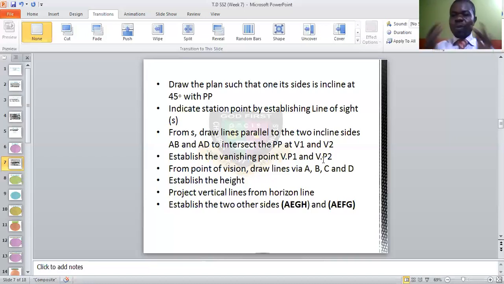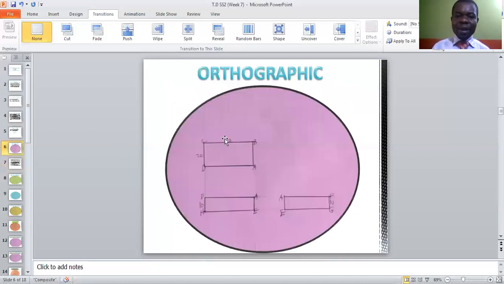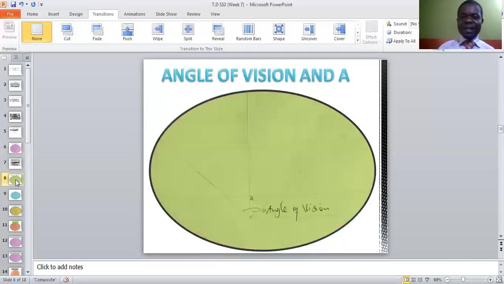You will understand what these things mean because this is the picture. You have A, B, C, D. Then AE, DH, AE, GF or FG. These are the other 2 sides of the object that you need to get. Then let us see what you do first. This is the angle of sight. I use 100 degrees here as the angle of sight.